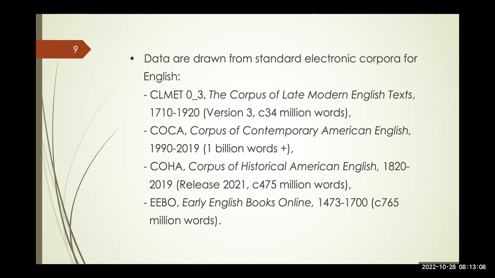And also what's called EEBO, Early English Books Online, from 1473 to 1700. That's about 765 million words. And they're printed words. So if you use that corpus, you need to be careful about the dates. The dates are the dates of the printed books, not of composition or manuscript.